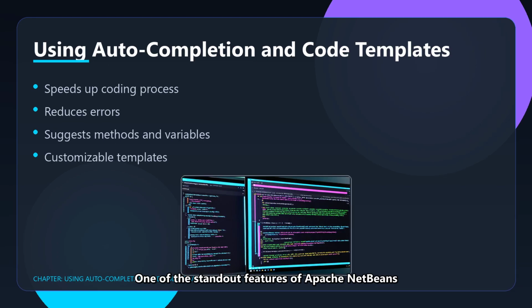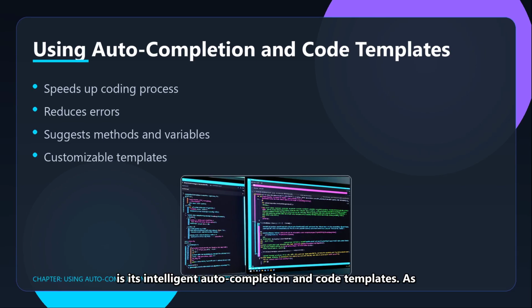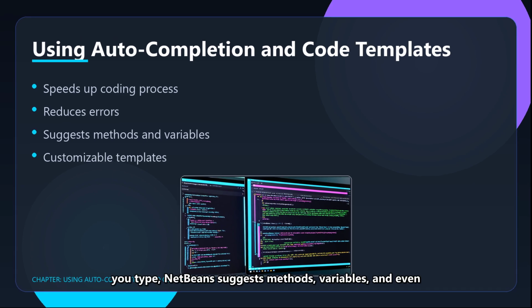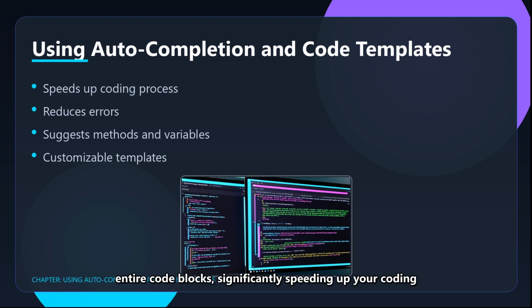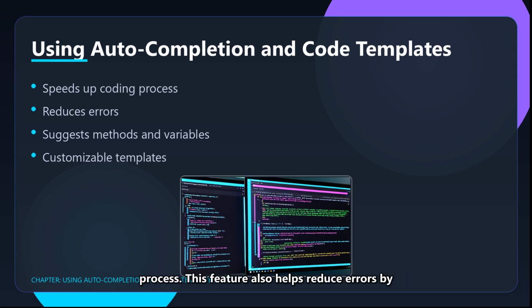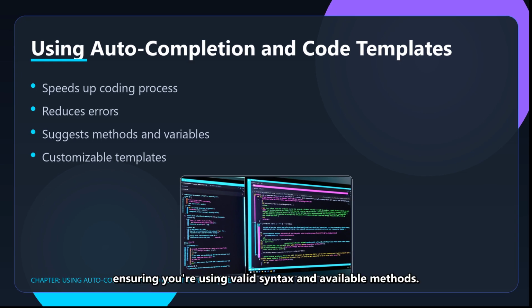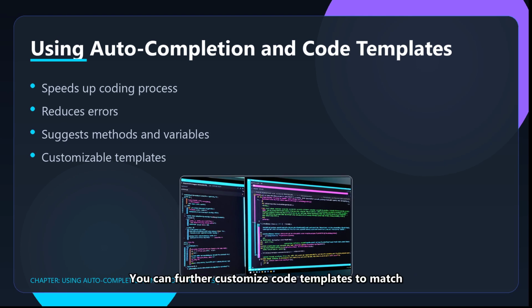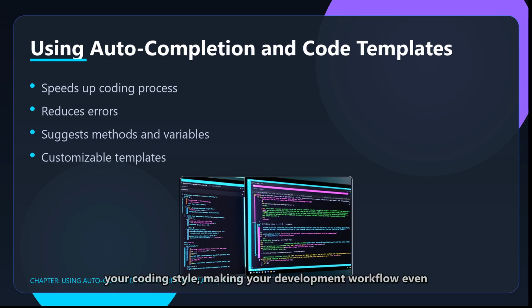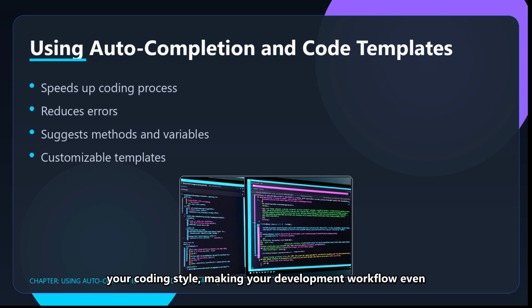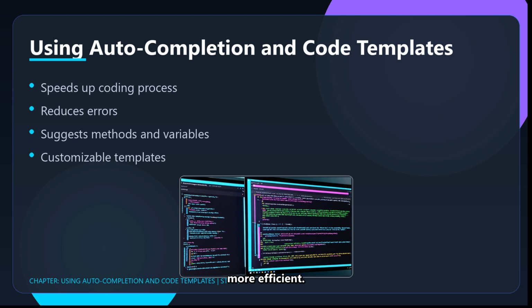One of the standout features of Apache NetBeans is its intelligent auto-completion and code templates. As you type, NetBeans suggests methods, variables, and even entire code blocks, significantly speeding up your coding process. This feature also helps reduce errors by ensuring you're using valid syntax and available methods. You can further customize code templates to match your coding style, making your development workflow even more efficient.